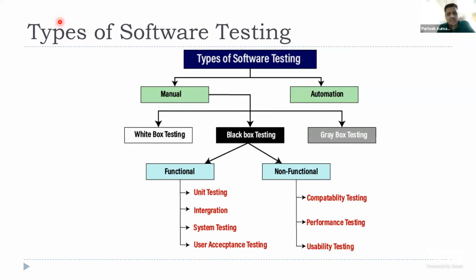Okay, so let's go back a little bit. I was discussing software testing techniques. There are three techniques: one is white box testing, second is black box testing, and third is gray box testing.